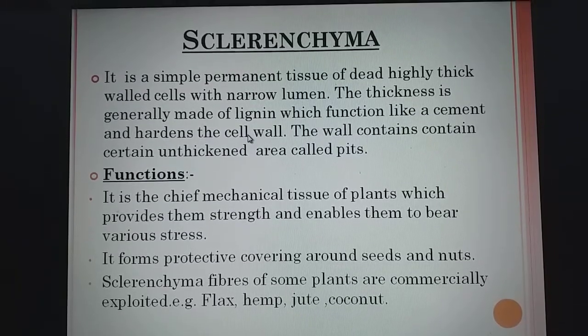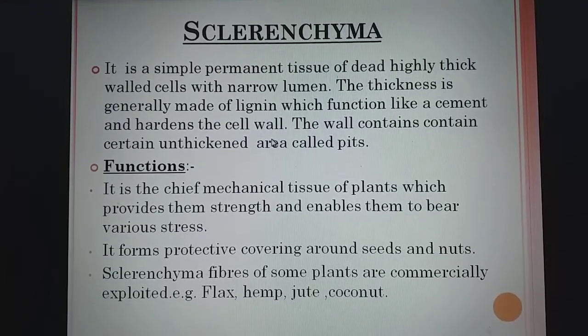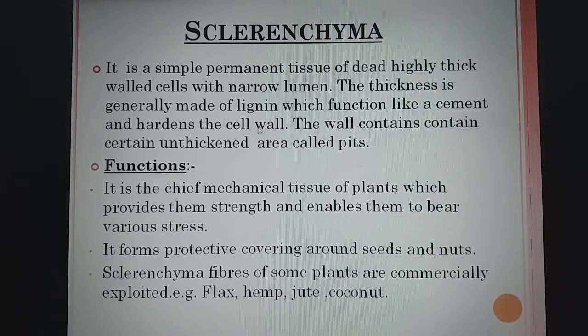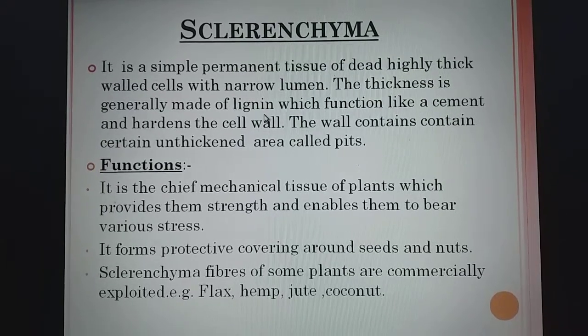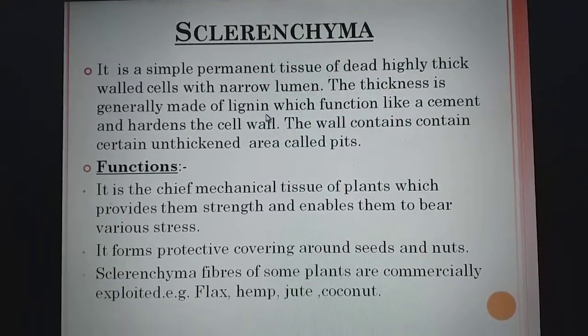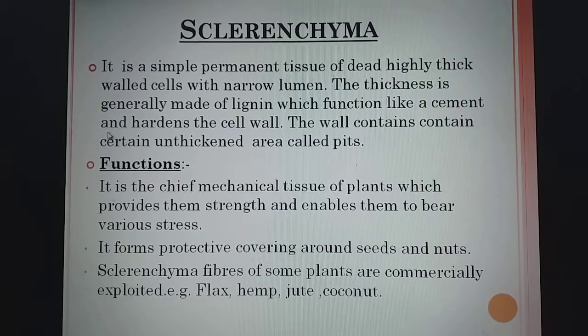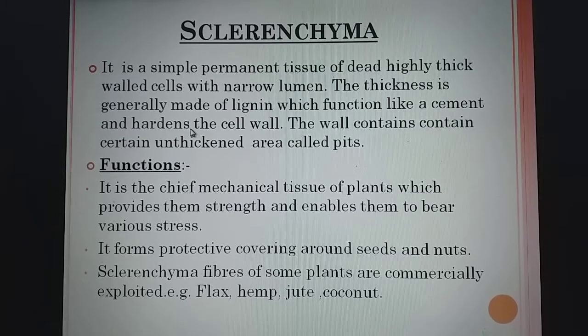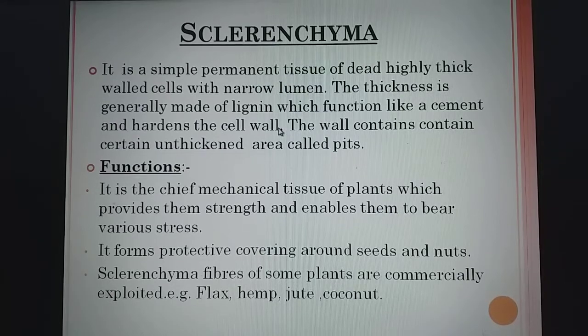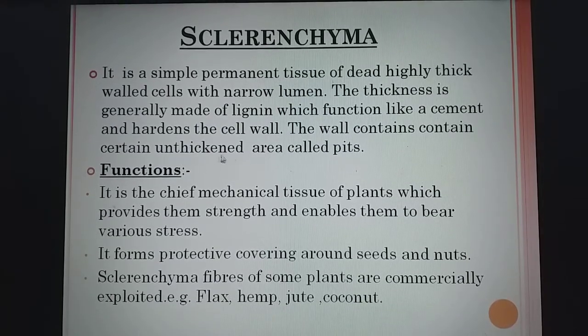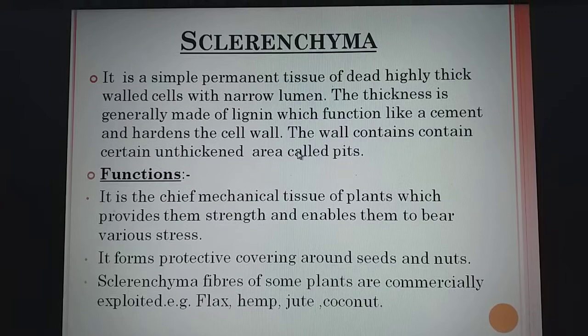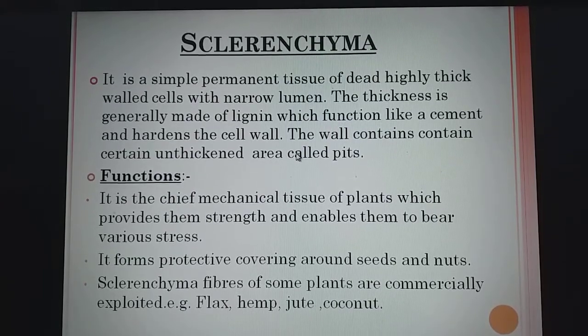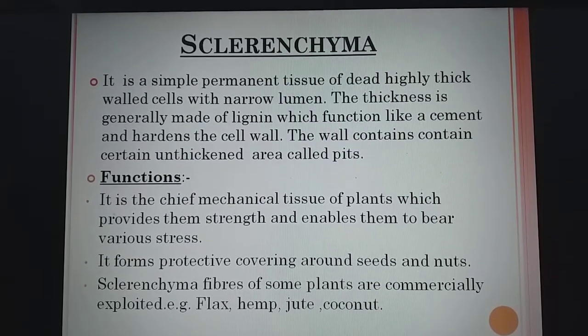Now another difference between collenchyma and sclerenchyma, you can write, is that there the deposition was of pectin, whereas here the deposition is of lignin, which functions like cement. Like cement we use to build walls so that they become hardened, this lignin hardens the wall. The wall contains certain unthickened areas called pits. Some areas remain unthickened, or we can say narrow lumens are there, and those are known as pits.